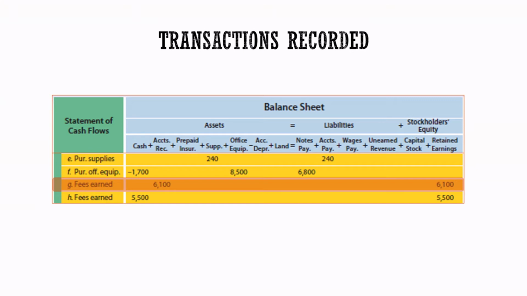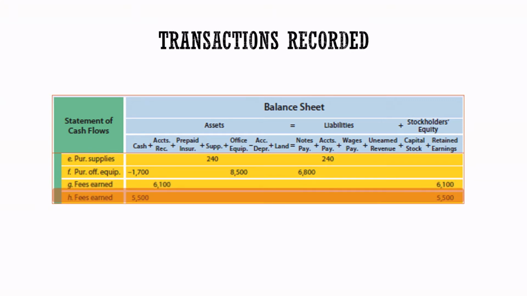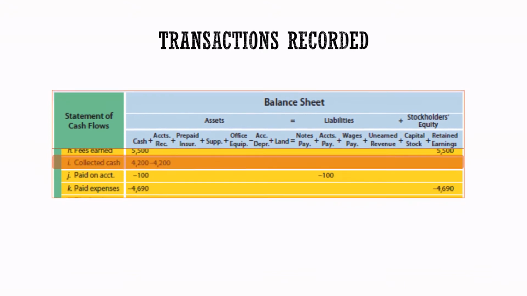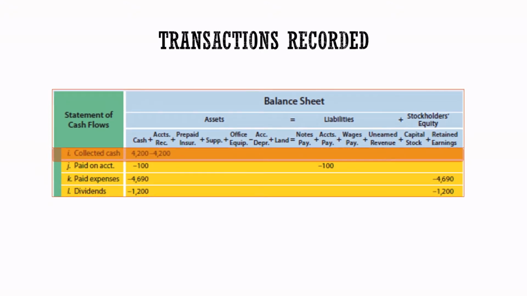The company received $5,500 for services provided to patients who paid cash. This transaction was recorded as an increase in cash and an increase in revenue. The company received $4,200 from insurance companies which paid on patients' accounts for services that have been previously provided. This transaction was recorded as an increase in cash and a decrease in accounts receivable.